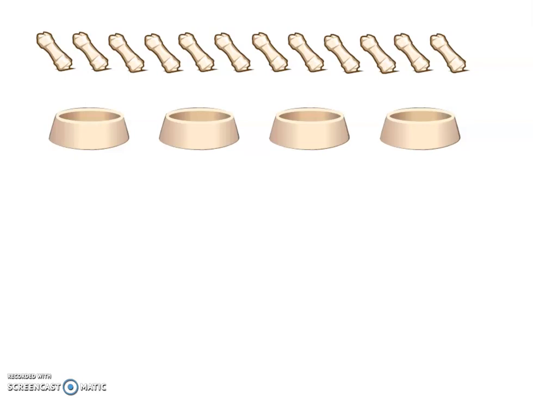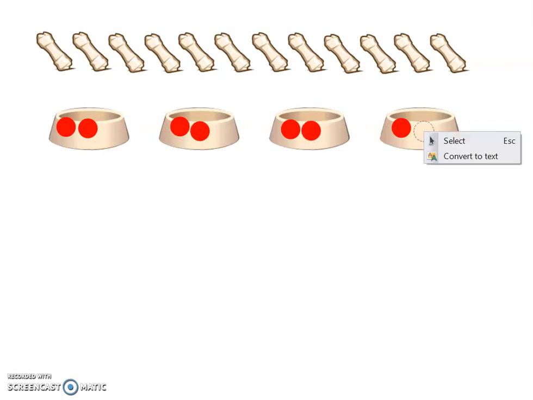So 12 ones divided by 4 equals how many ones? So how many bones does each dog receive? So let's work this through together. I've got my 4. I'm going to share out my 12 bones between those 4. So I can simply 1, 2, 3, 4, 5, 6, 7, 8, 9, 10, 11, and 12.